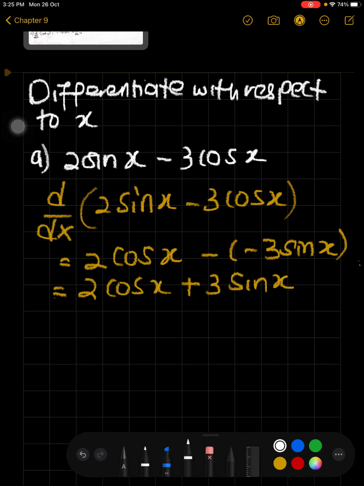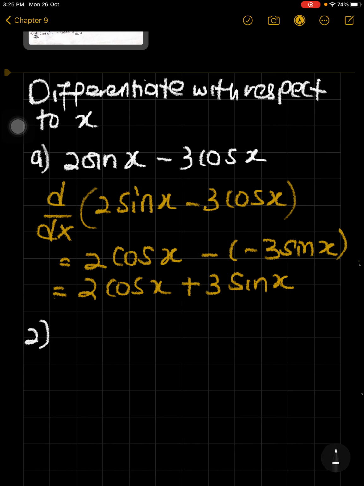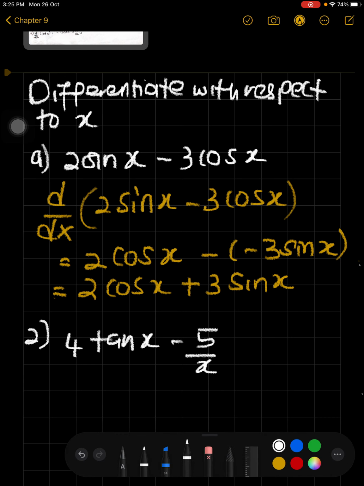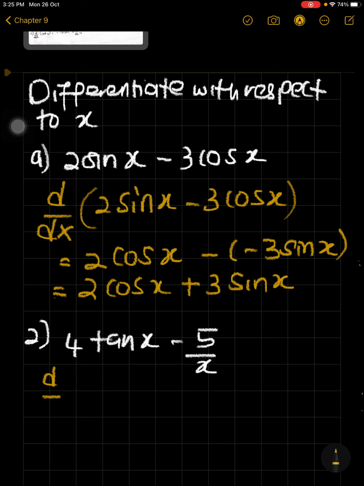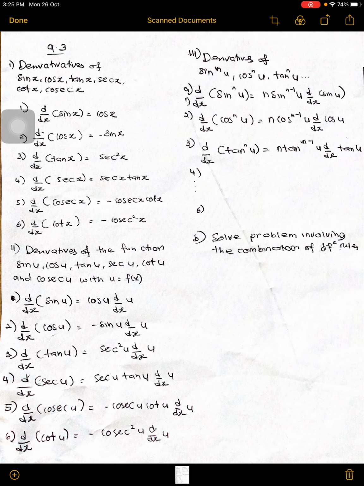Okay, question number 2. If you have 4 tangent x minus 5 over x, mix of trigonometry and differentiate biasa. So bila you differentiate biasa, you tulis macam ni lah. Okay, the solution is d/dx 4 tangent x. Okay, so yang ni you mudahkan, 5x negative 1. Okay, so when you differentiate tangent x, you get what? Tangent. So you get secant square.